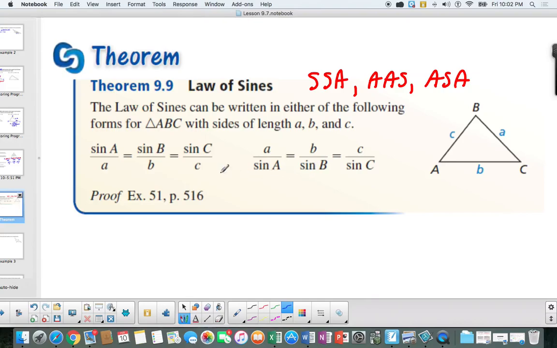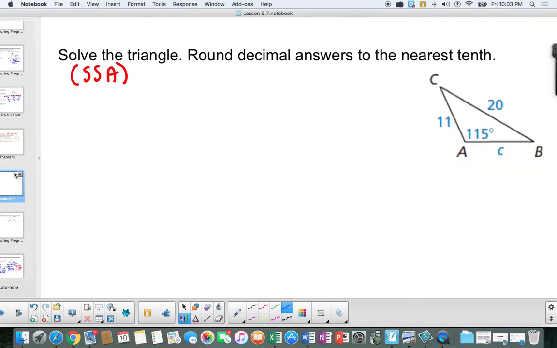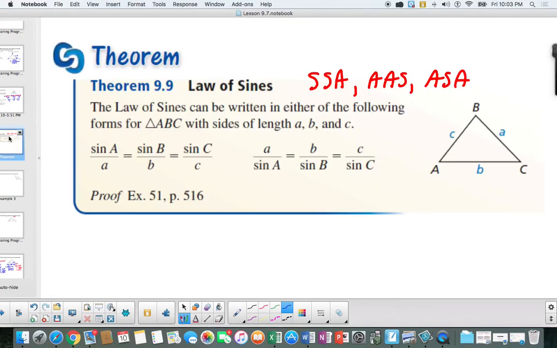Now, it can look like this, where you have the sine in the numerator, or you could have it where the sine is in the denominator. Both of these are called law of sines. All right, before I go any further, I need to tell you that the law of sines is used when you have two sides and a non-included angle, two angles and a non-included side, or two angles and an included side. Those are all appropriate for law of sines.